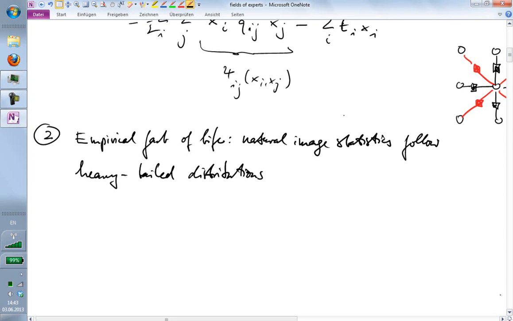So what we can conveniently model with a Gaussian conditional random field is the following. I can consider xi minus xj and use a parabolic potential.